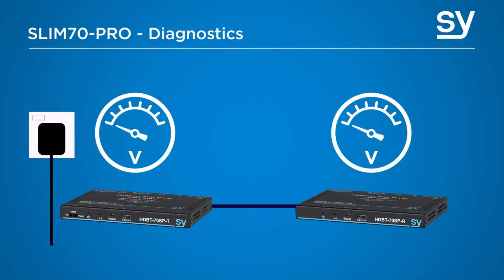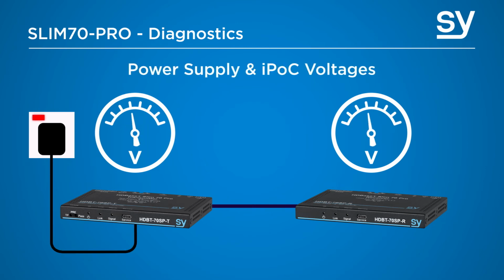You can measure the transmitter and receiver power supply and iPoC voltages. Are they correct? Is there a fault along the cable? Are you getting the voltage drop from one end to the other? Are the terminations correct? The voltage test will help you know.